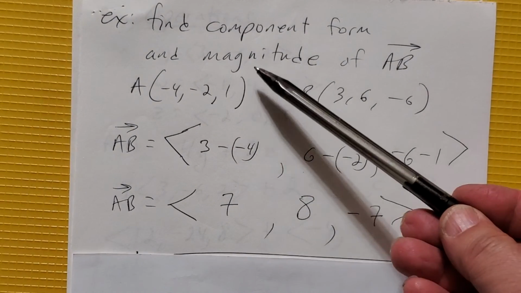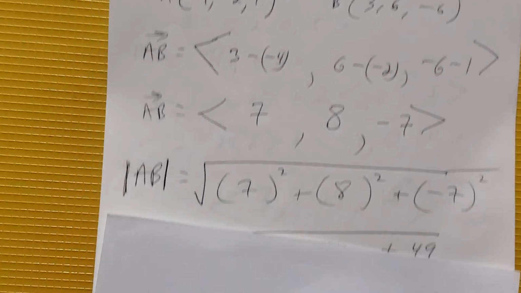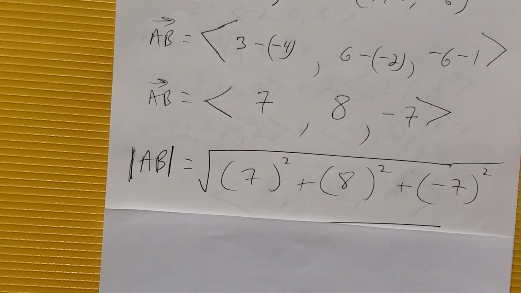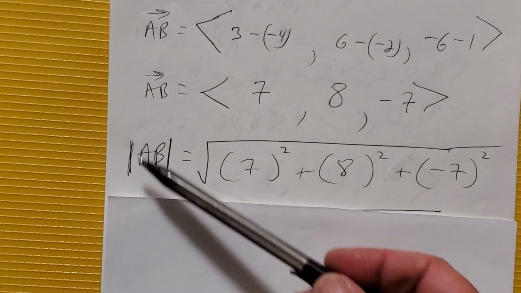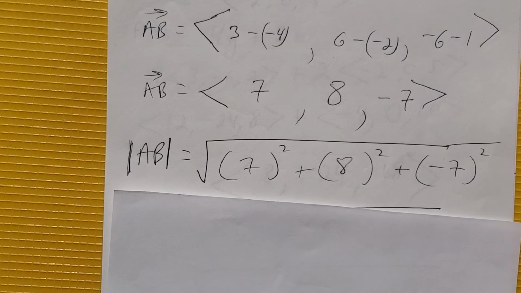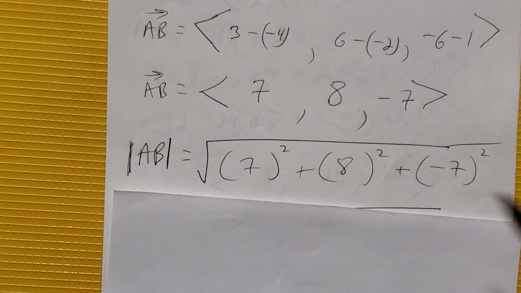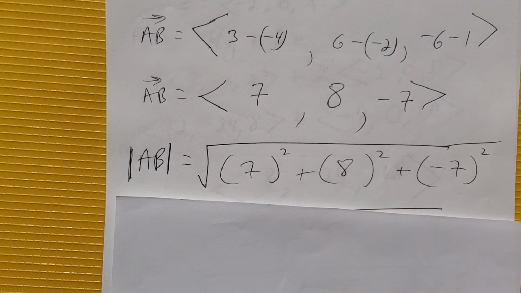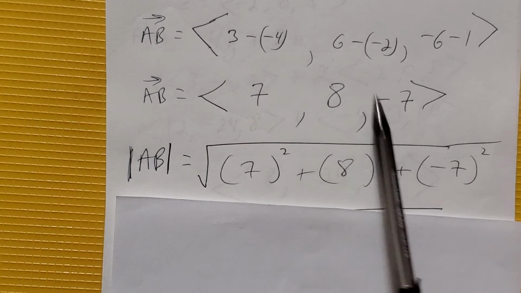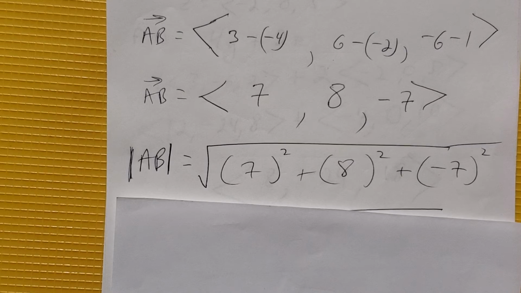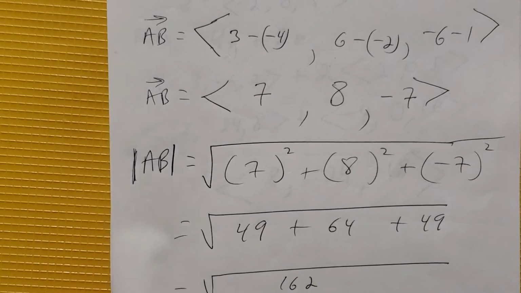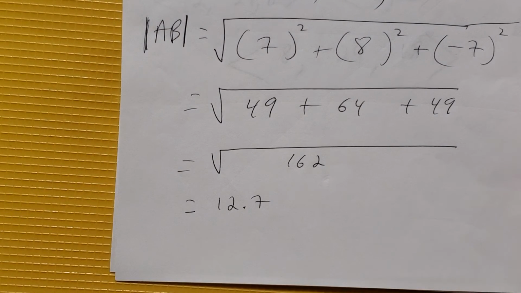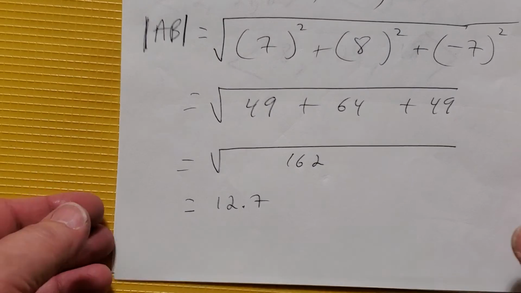What about the magnitude? Well, the magnitude is simply the distance. Remember the bars? That means magnitude. So a squared, b squared, c squared. Before, when we were two-dimensional, we just had a squared, b squared. So this is a squared, b squared, c squared. So we have the components. You square them, you add them, take the square root, do the math, and trust me, it comes out to 12.7. Okay?